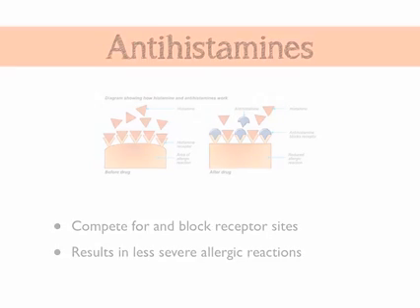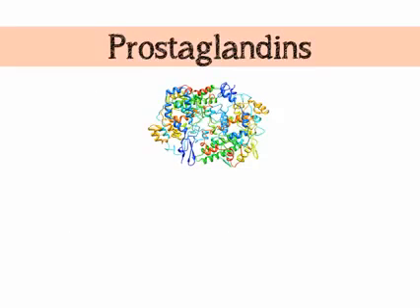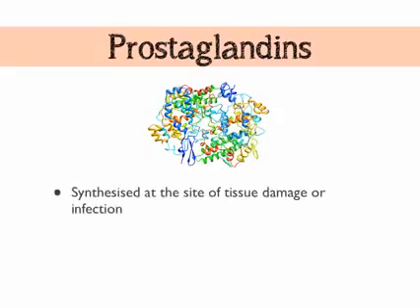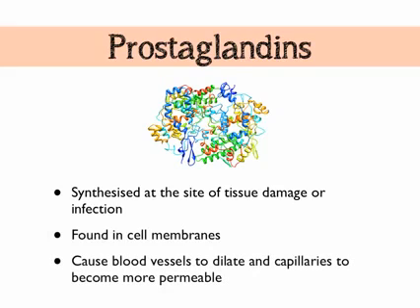Let's have a look at prostaglandins next. So very confusingly, this diagram isn't a prostaglandin. This is the enzyme cyclooxygenase that can produce some prostaglandins. And prostaglandins are synthesized or made at the site of tissue damage or infection. And we find them in cell membranes. And just like histamines, they cause blood vessels, that's arterioles, to dilate and capillaries to become more permeable.